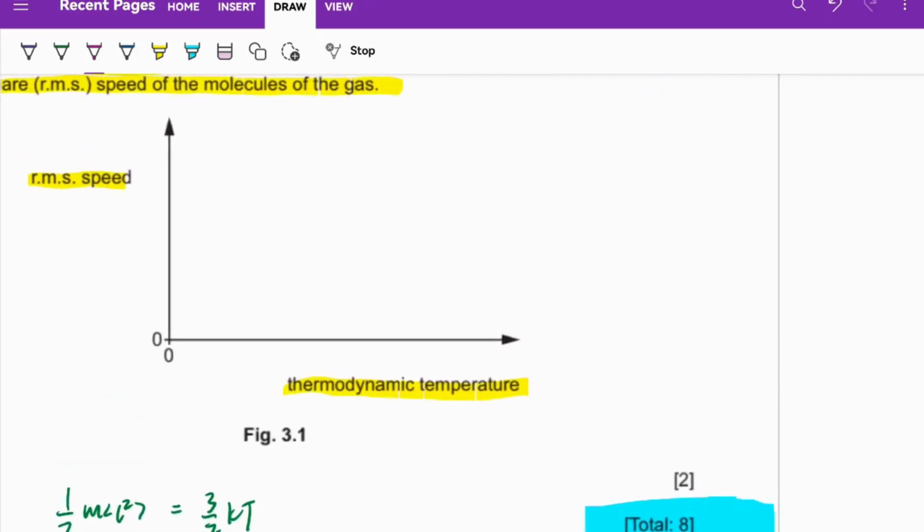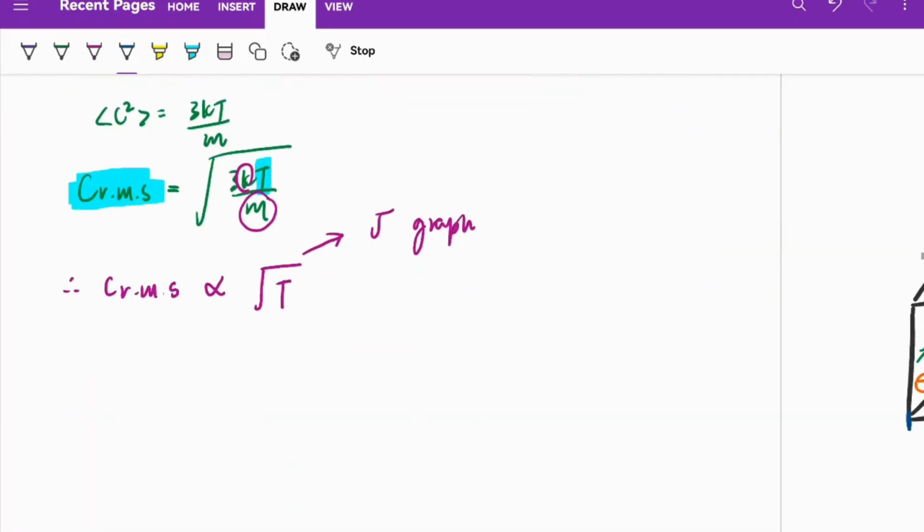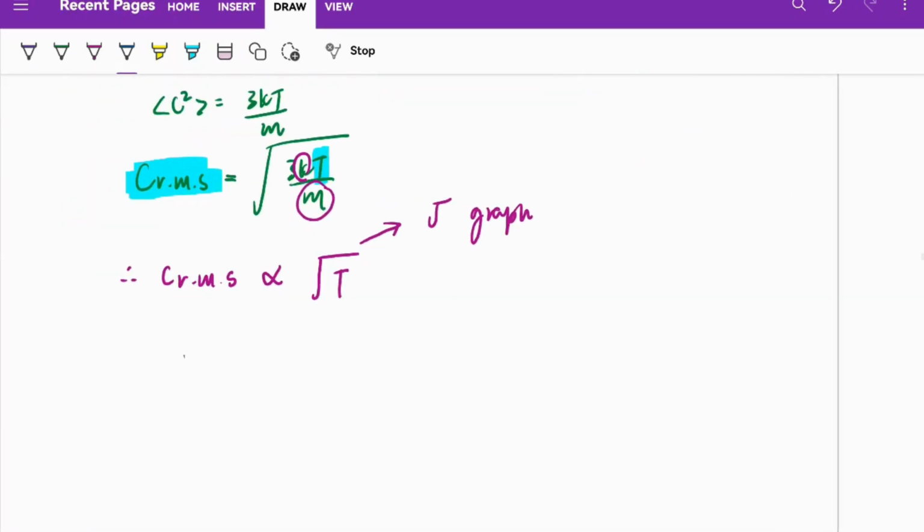So this shows that we need to draw a square root graph. Okay, so let's go back. So how does a square root graph look like? A square root graph will actually look like this. This is how a square root graph will look like. Basically, a normal square root graph. Common mistake is people would say root mean square speed is directly proportional to thermodynamic temperature. So they might draw a straight line, which is wrong. There's a square root, remember, so do not miss out your square root. The square root plays a big role as well. There's a reason why it's a square root. So don't ignore the square root.